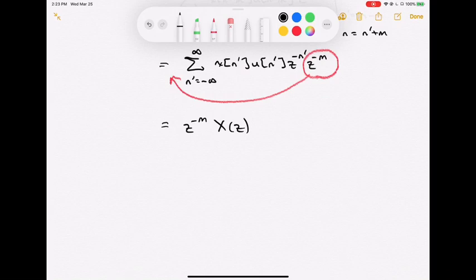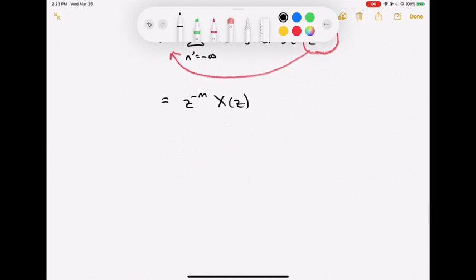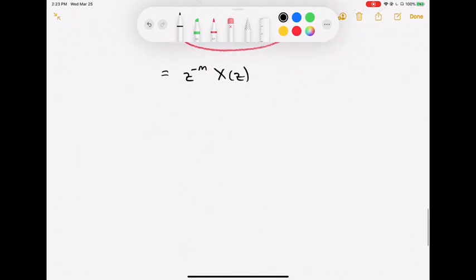So we know that the transform of the shifted function is just the original transform weighted by z to the minus m. A shift to the right is just going to manifest itself. It's just going to show itself as that z to the minus m term. Powers of z just give us an indication of shift.